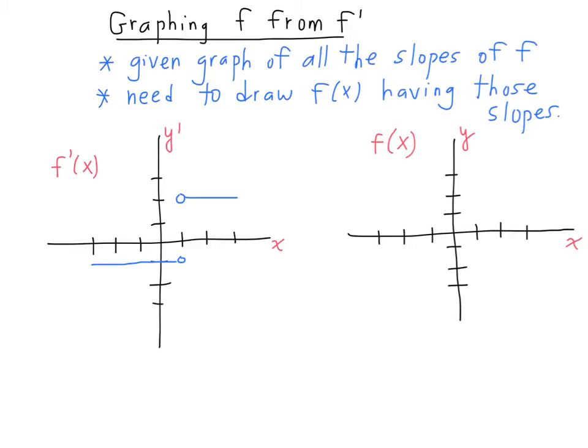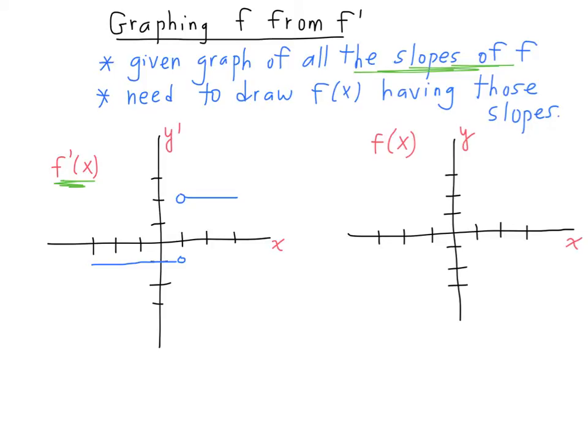Alrighty, so what we're going to do now is work backwards from the previous video. Now we are looking to graph f if we are given f prime. If we're given a graph for f prime of x, the derivative, understand that we are given a graph of all of the slopes of the function. Okay, all the slopes of the tangent lines.